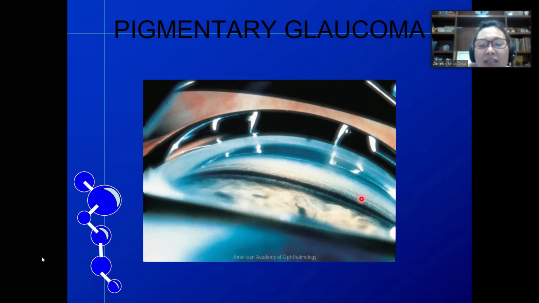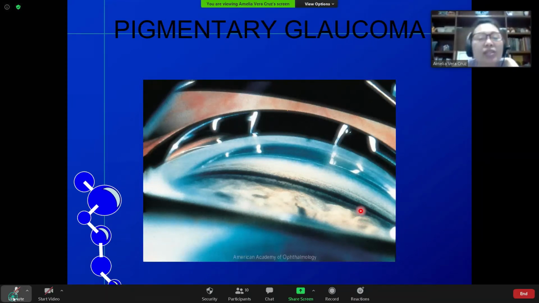Black na siya. Punong-puno na siya ng pigment. So, even though the angle is wide open, hindi pa rin siya makadrain kasi ang trabecular meshwork mo barado na. Okay? Any questions?